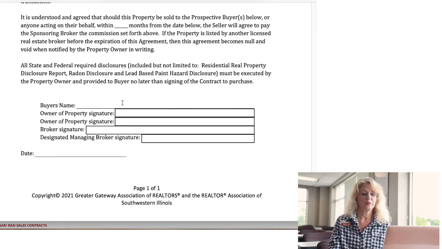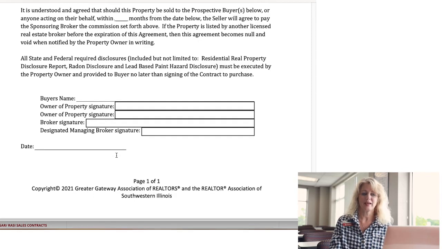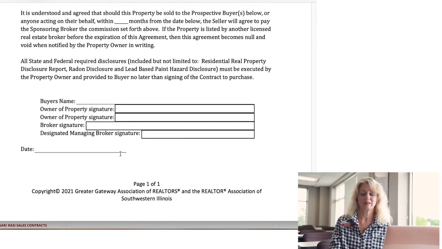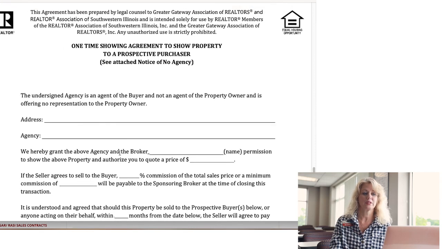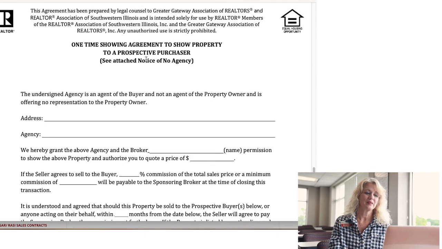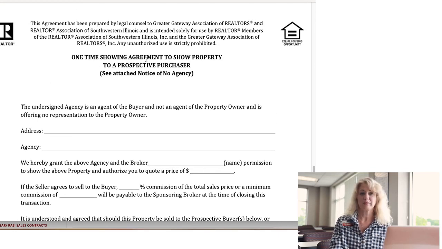So at the bottom, you put the buyer's name. The owner or the seller of the property would sign here and here. Then you sign as the broker, and then I sign as the designated managing broker. The form is dated, and that completes the one-time showing disclosure, one-time showing agreement. So those are the documents you would use for a for sale by owner.